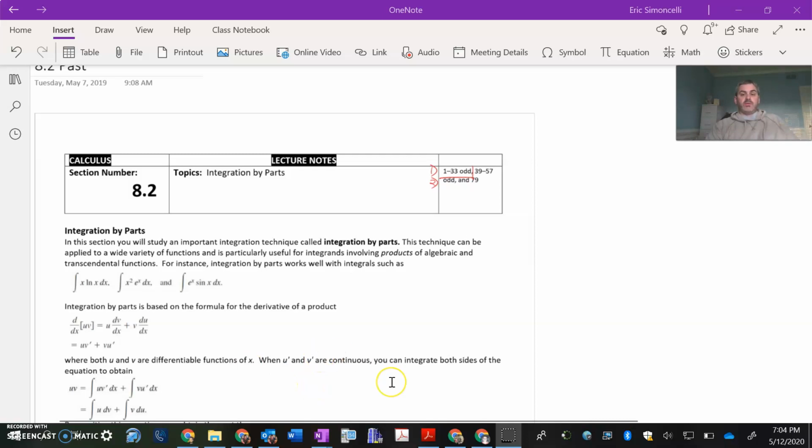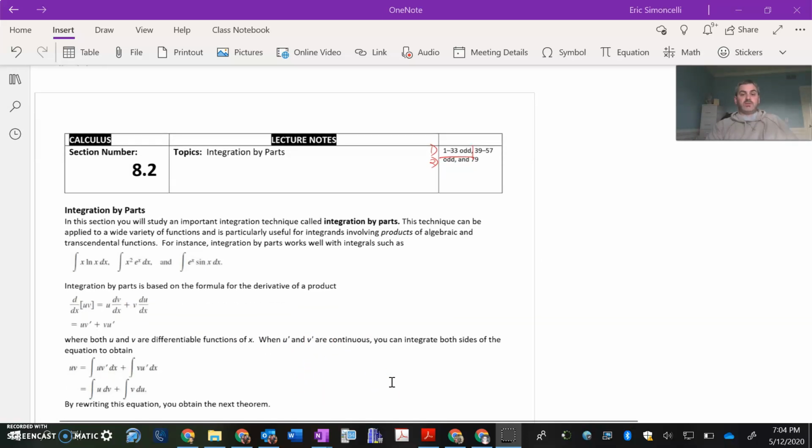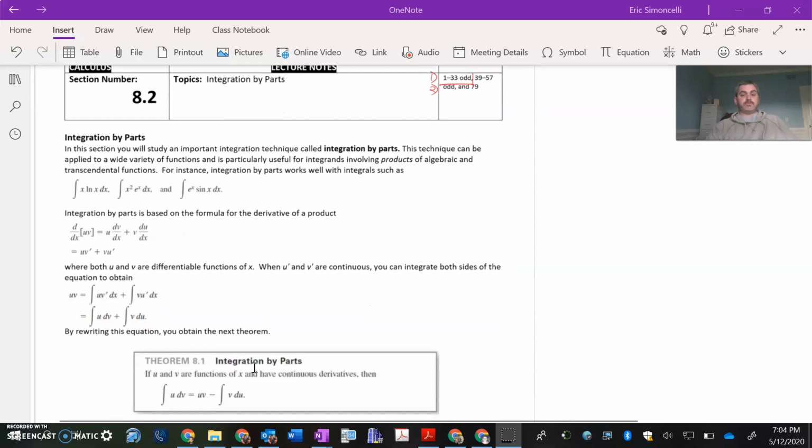When u prime and v prime are continuous, you can integrate both sides of the equation to obtain the following. So you have uv equals the integral of u v prime dx plus the integral of v u prime dx. The first integral and the second integral, if you simplify, also equal the integral of u dv plus the integral of v du. By rewriting this equation, you obtain the next theorem.